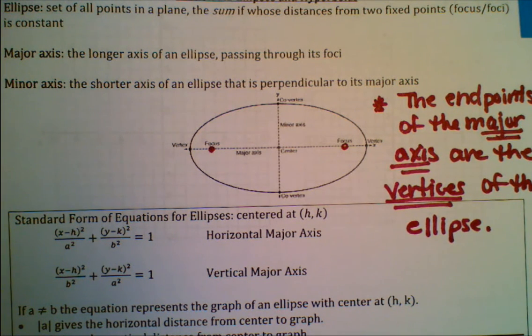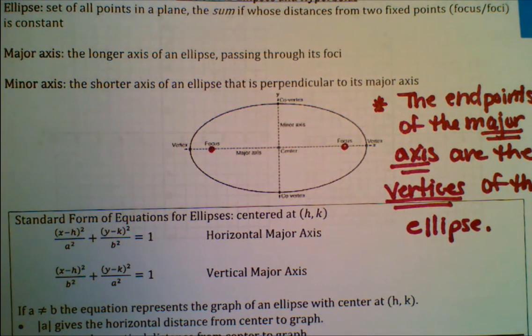An ellipse has two axes of symmetry. You have the major axis and you have the minor axis. The major axis is the longer axis of the ellipse passing through its foci, and then the minor axis is the shorter axis of an ellipse that is perpendicular to its major axis.